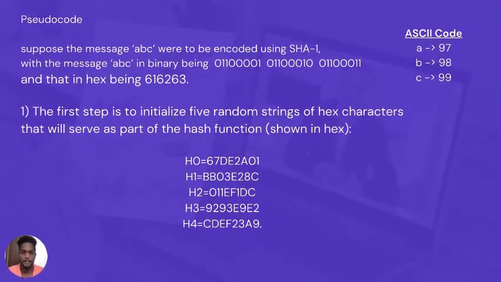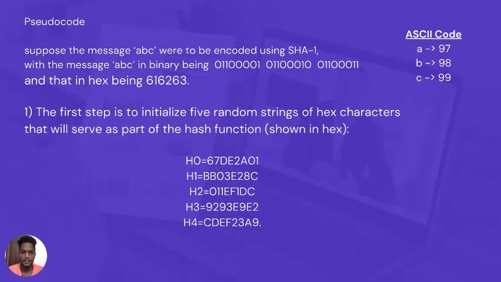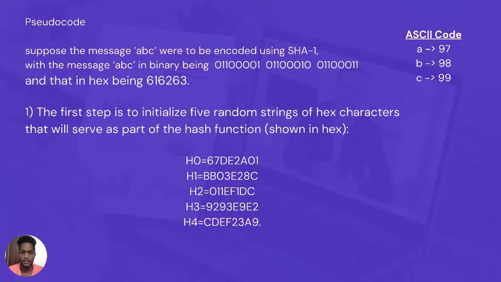For example, we will take the message A, B, C, where the encoded SHA will be in binary code. Here we'll be using the ASCII code of A, B, C to convert the alphabet to binary code. The ASCII code of A is 97, B is 98, C is 99. So 97 in binary is 01100001, 98 in binary is 01100010, and 99 in binary is 01100011.